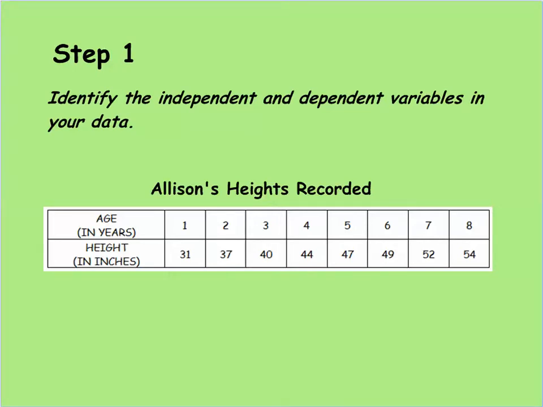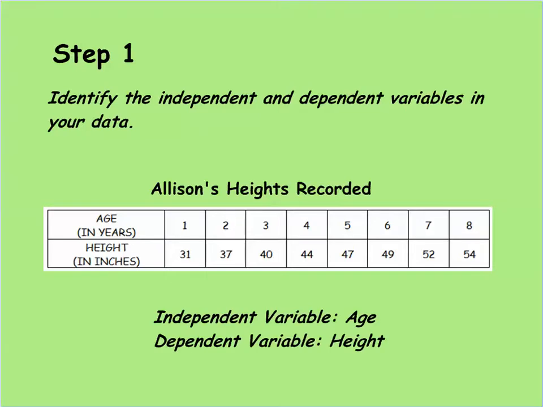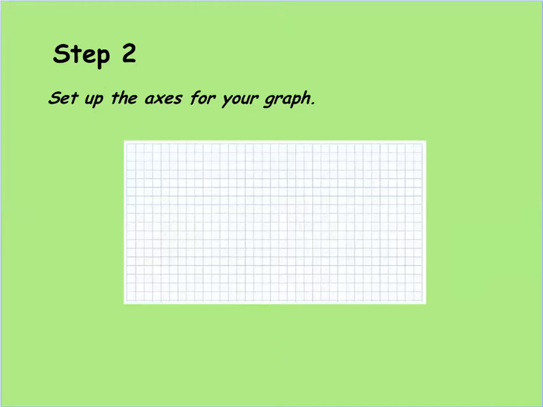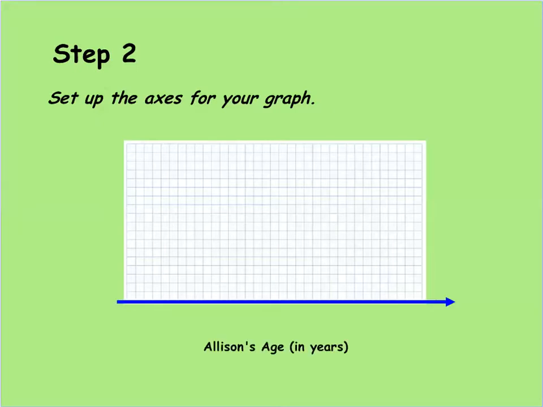Since Allison's height depends on her age, we would identify the independent variable as age and the dependent variable as height. It is important to identify the independent and dependent variables because this information will determine how we label the axes. The second step in our process is to set up the axes for our scatter plot.